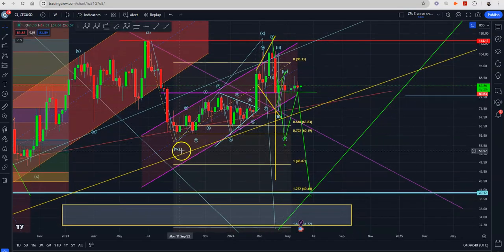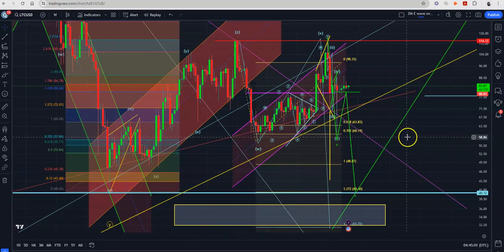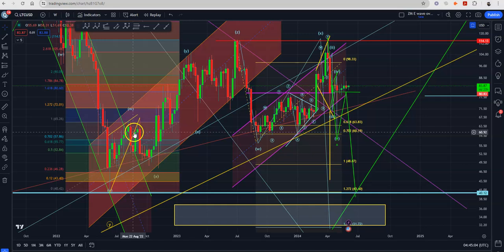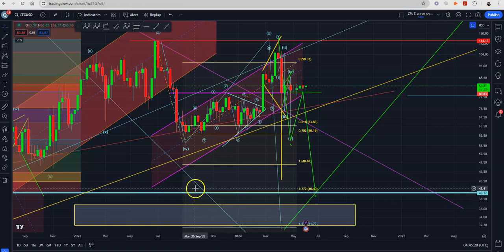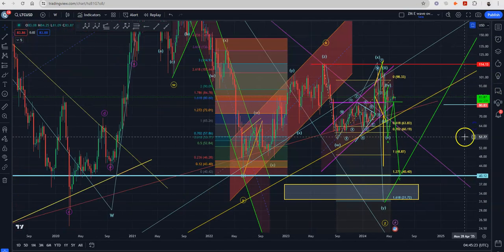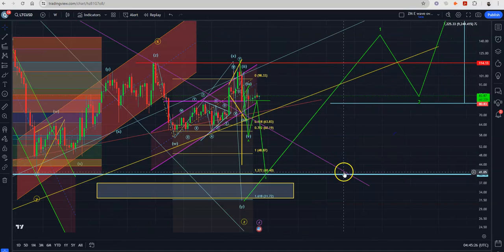So it begs the question, is this a 1, 2, 3, 4, 5? When you look at it, you see it's clearly not. So we have to stick to the corrective structure count. And this is clearly not a bullish count here. 1, 2, and then what? Another 1, 2, 3, 4 with overlap. No, that does not work, guys. Does not work. So that only leaves us with the option of a corrective structure, WXY down.